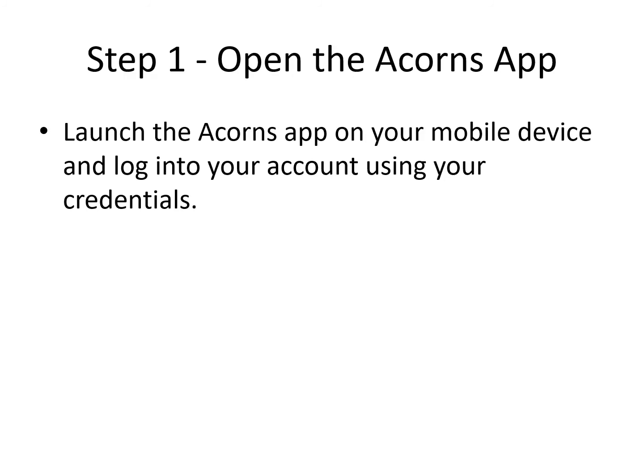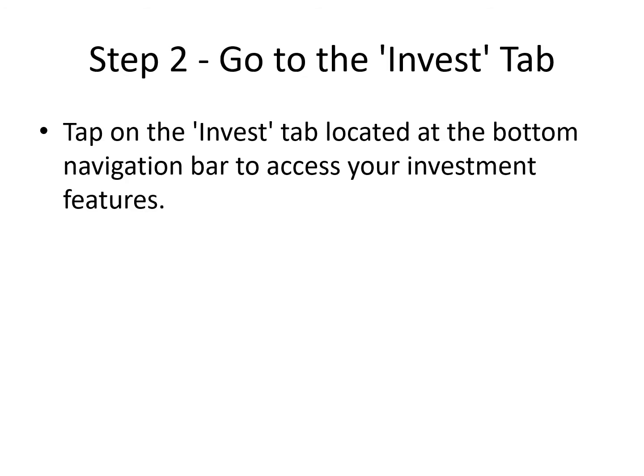First, open the Acorns mobile app and log into your account. Make sure you are connected to the internet and using the latest version of the app. Once you're logged in, navigate to the bottom of the screen and tap on the Invest tab. This section lets you manage your investment settings, including roundups.